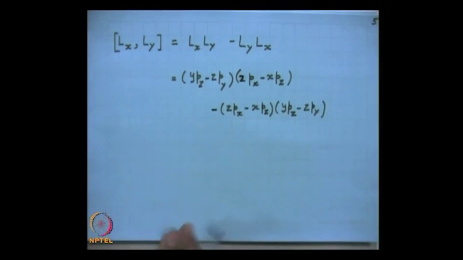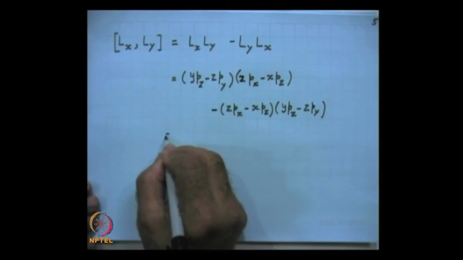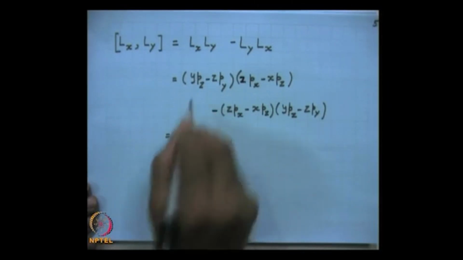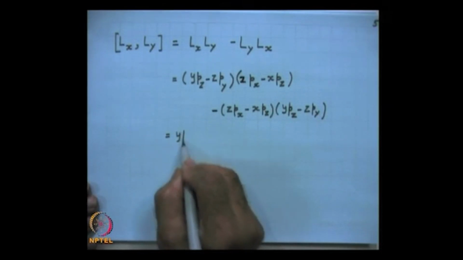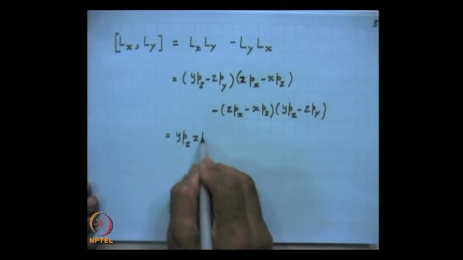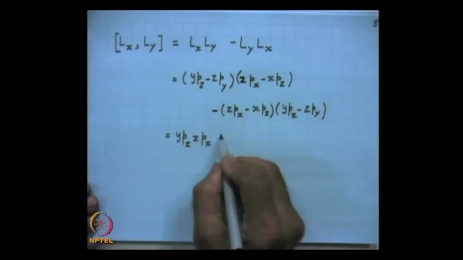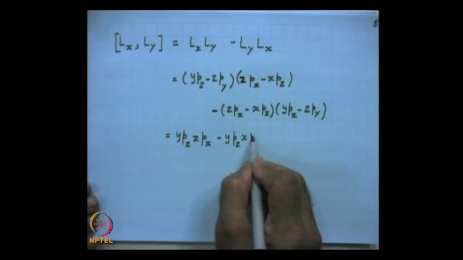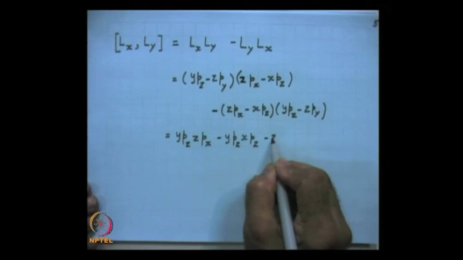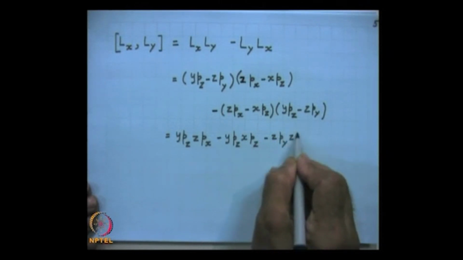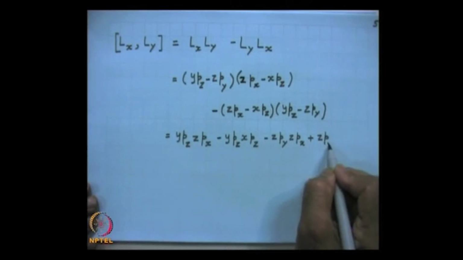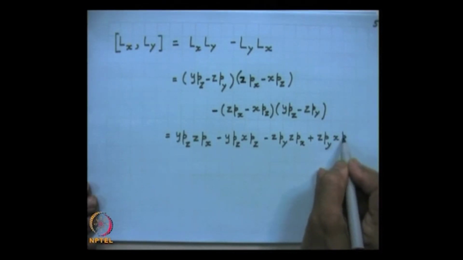So, let me write out the terms fully. There will be 4 terms here and 4 terms here, and we must write them in proper order. Let me first write the first term, y p z z p x, minus y p z x p z, minus z p y z p x, plus z p y x p z.